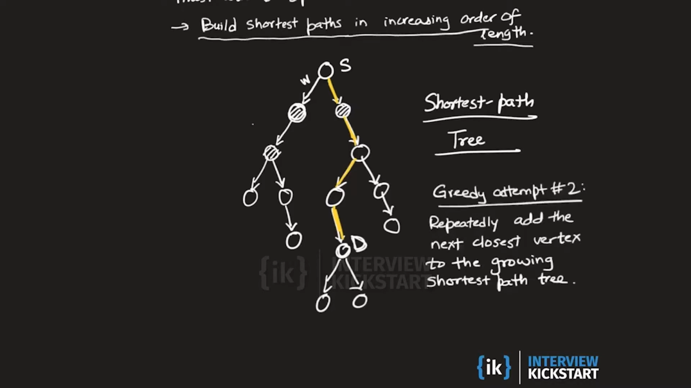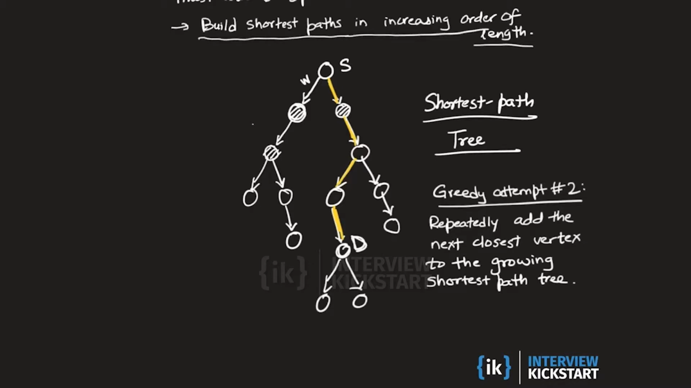So we have another greedy strategy now that we might try, which is to start from the source vertex and to repeatedly add the next closest vertex to the growing shortest path tree out of the source vertex. So we are not building up one single path out of S. We are actually building this shortest path tree, one edge at a time, one vertex at a time, exactly the way in which we built the BFS tree, the way in which we built the DFS tree, and also the minimum spanning tree when we used Prim's algorithm.